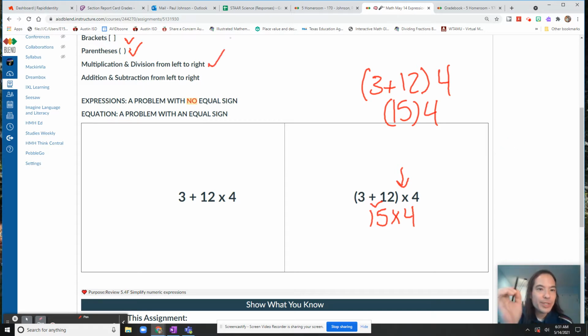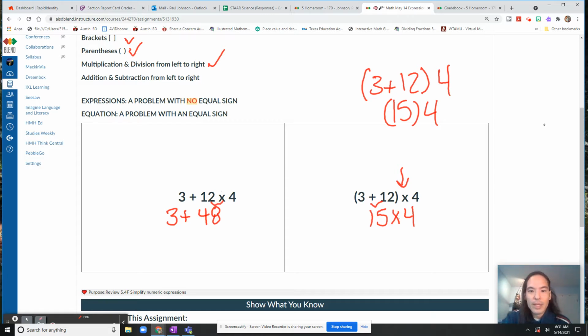All right, so we did the parentheses. Now let's look at multiplication and division from left to right. So do we have any multiplication and division on this left side? Yes, we do. So we're going to keep the 3 plus. We're not doing that yet because we're not at our addition and subtraction step. 12 times 4 is 48. So we've basically taken 12 times 4 and simplified that to 48.